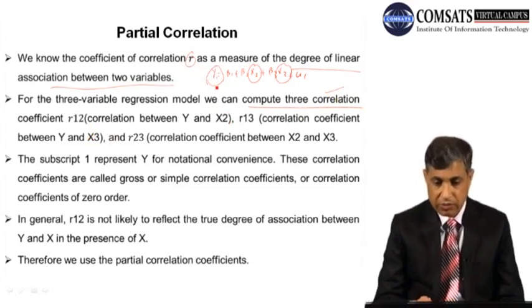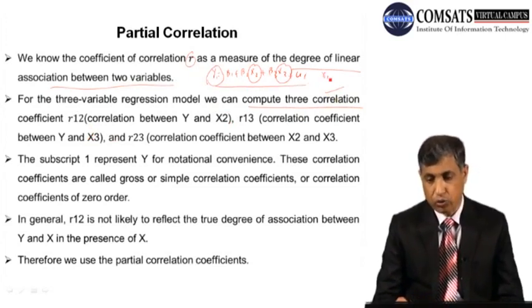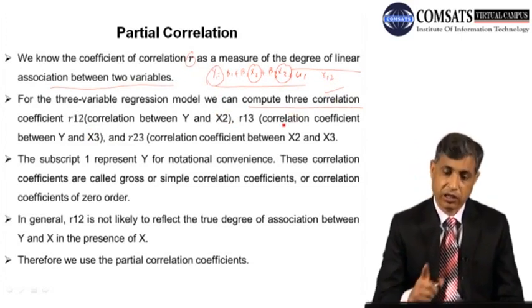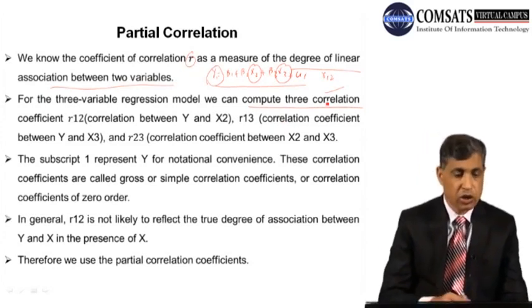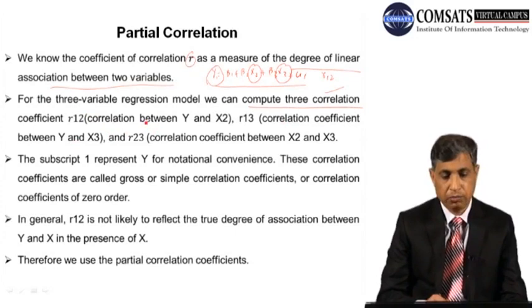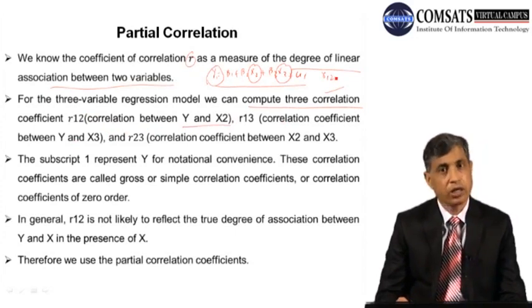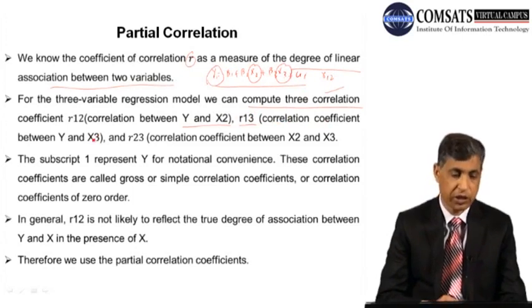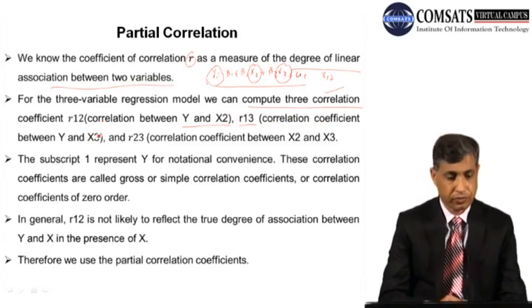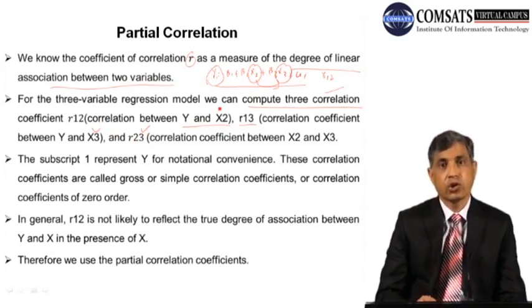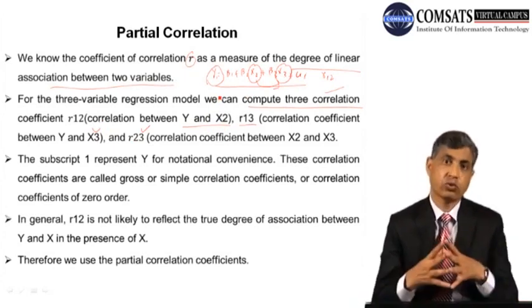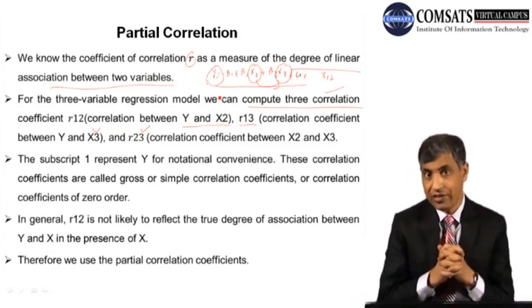What are these? In this model, the first is R12. We have given subscript 1 to y, 2 to x2, and 3 to x3. So R12 is the correlation between y and x2. That is one measure. R13, 1 for y, 3 for x3, is the correlation coefficient between y and x3. And R23 is the correlation between x2 and x3. So we are taking the pairwise correlation, and we are totally ignoring the third variable.